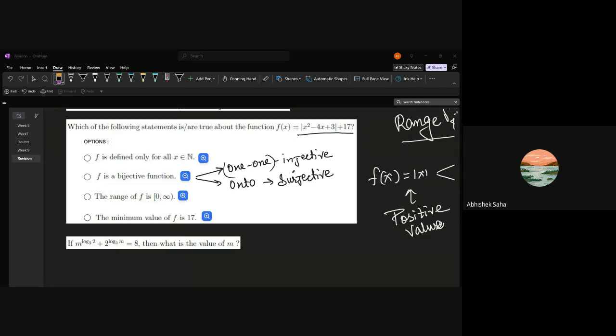So the concept of injectivity and bijectivity is also used here. Okay, so this is not one-one, so this option is incorrect. What about the range of this function?